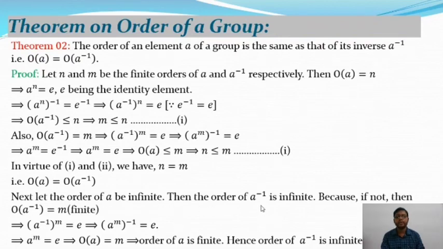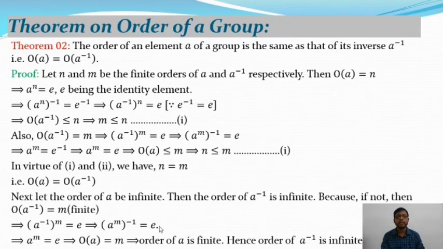Then the order of a inverse is infinite. We will show that. Because if not, then the order of a inverse is equal to m, and m is a finite number. So this implies a to the power minus 1, whole to the power m, is equal to e. Again, applying the properties of integral power of an element of a group, we have a to the power m, whole to the power minus 1, is equal to e.